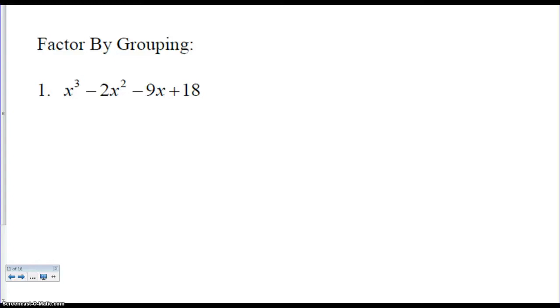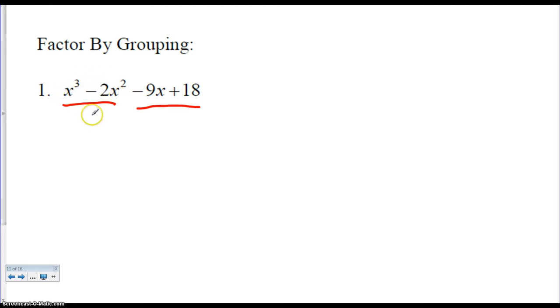The next way we want to look at factoring polynomials is by something called grouping. When I look at the idea of grouping, what that means is I am grouping two terms together, like I am grouping these two terms and these two terms. And what I want to do is look at these two terms, x cubed minus 2x squared, and figure out what is the greatest common factor between all these terms.